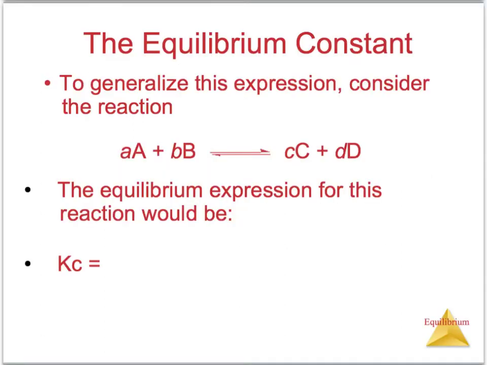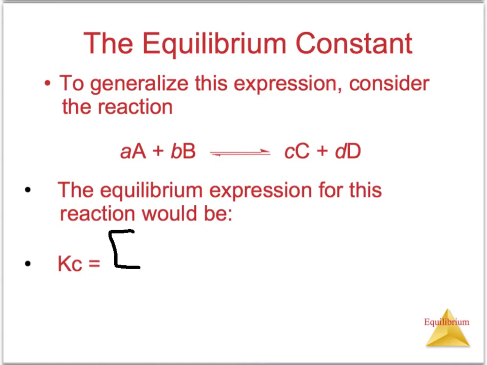So right now we have a generic equation right here. And this generic equation, we are now going to write the equilibrium expression for it. And on the last page, we talked about how products go on top and reactants go on the bottom. Now again, we're going to assume this is an elementary reaction and that those A's and B's, or the stoichiometric coefficients, are going to be our exponents.